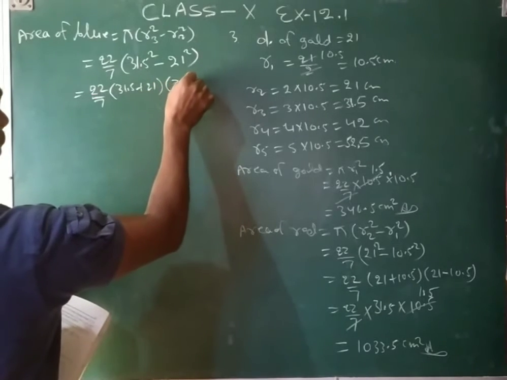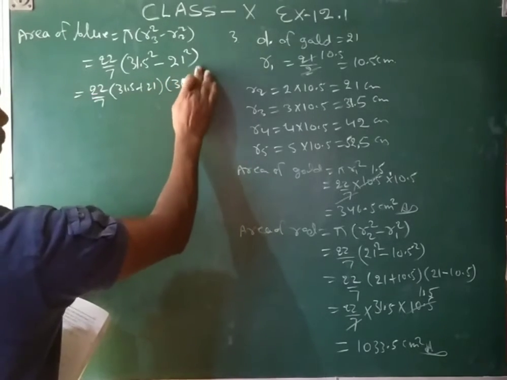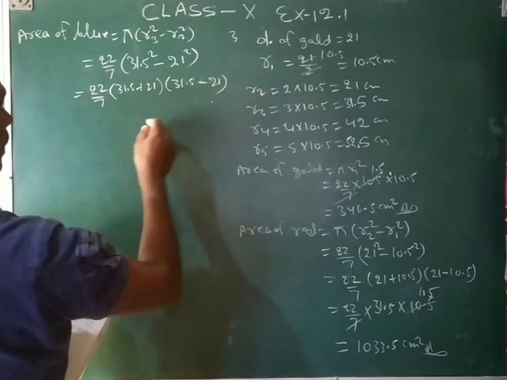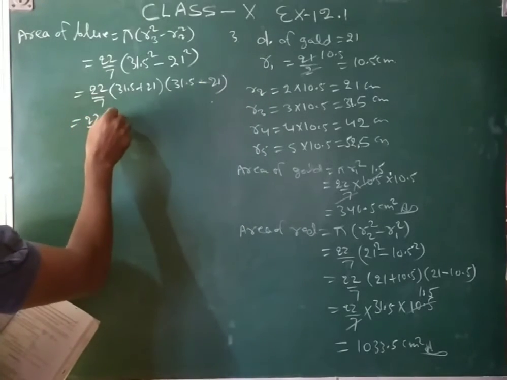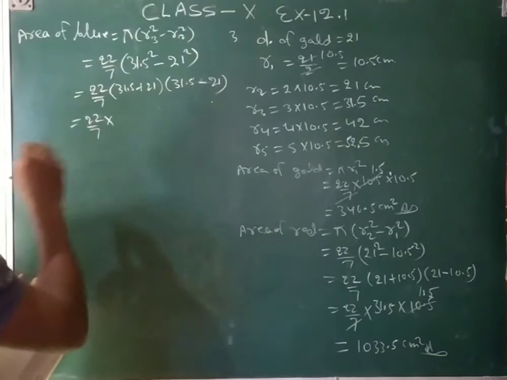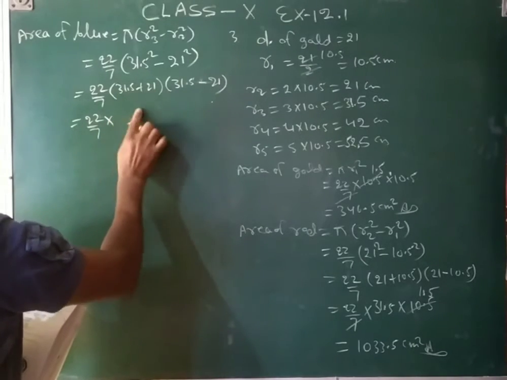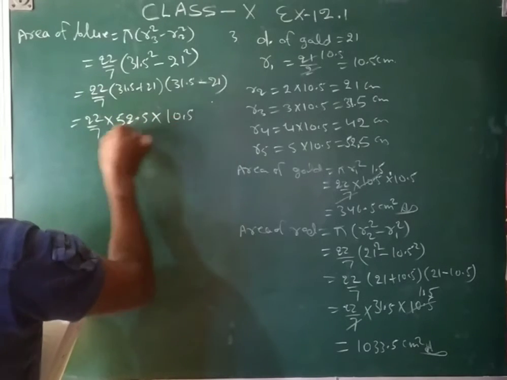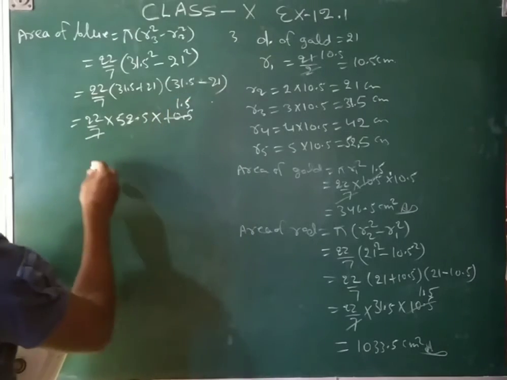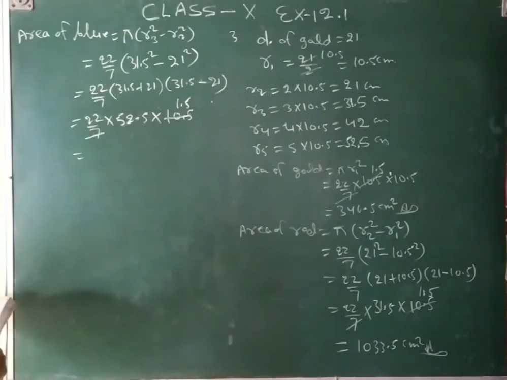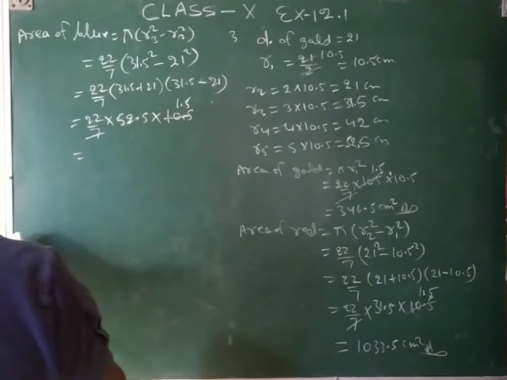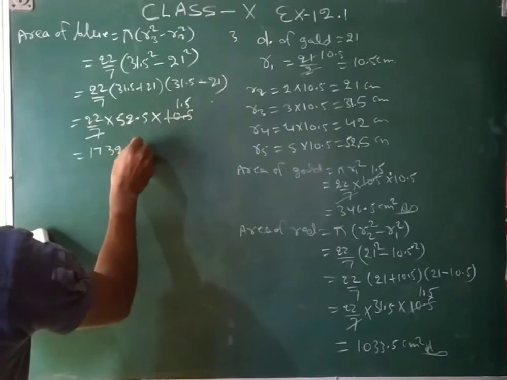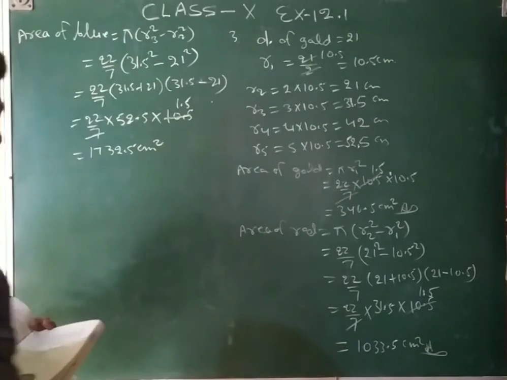And minus 0.5. Oh sorry, 31 minus 21. So that 22 upon 7 into that will be 5.5 multiply, this will always come 10.5 and then 1.5 I cancel. So by the multiply of these things, 17, 22, 32.5, that will be the answer. 32.5 centimeter square, that will be the answer.